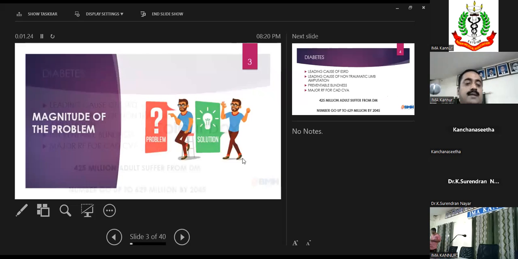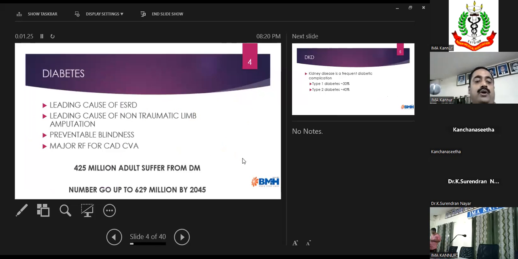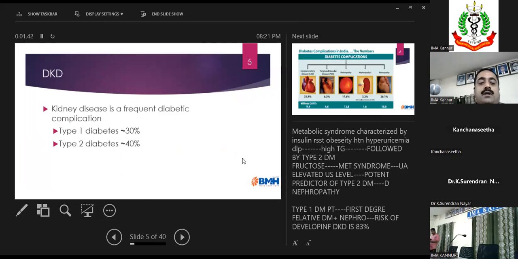So, what exactly is the magnitude of this problem? Yes, diabetes is the leading cause of end-stage renal disease. It's the leading cause of non-traumatic limb amputation and preventable blindness. Nearly 425 million adults suffer from diabetes worldwide, and this number may go up to 600 million by 2045. Diabetic kidney disease has a good association with type 1 diabetes, where nearly 30% of type 1 and nearly 40% of type 2 diabetes patients will have renal dysfunction.